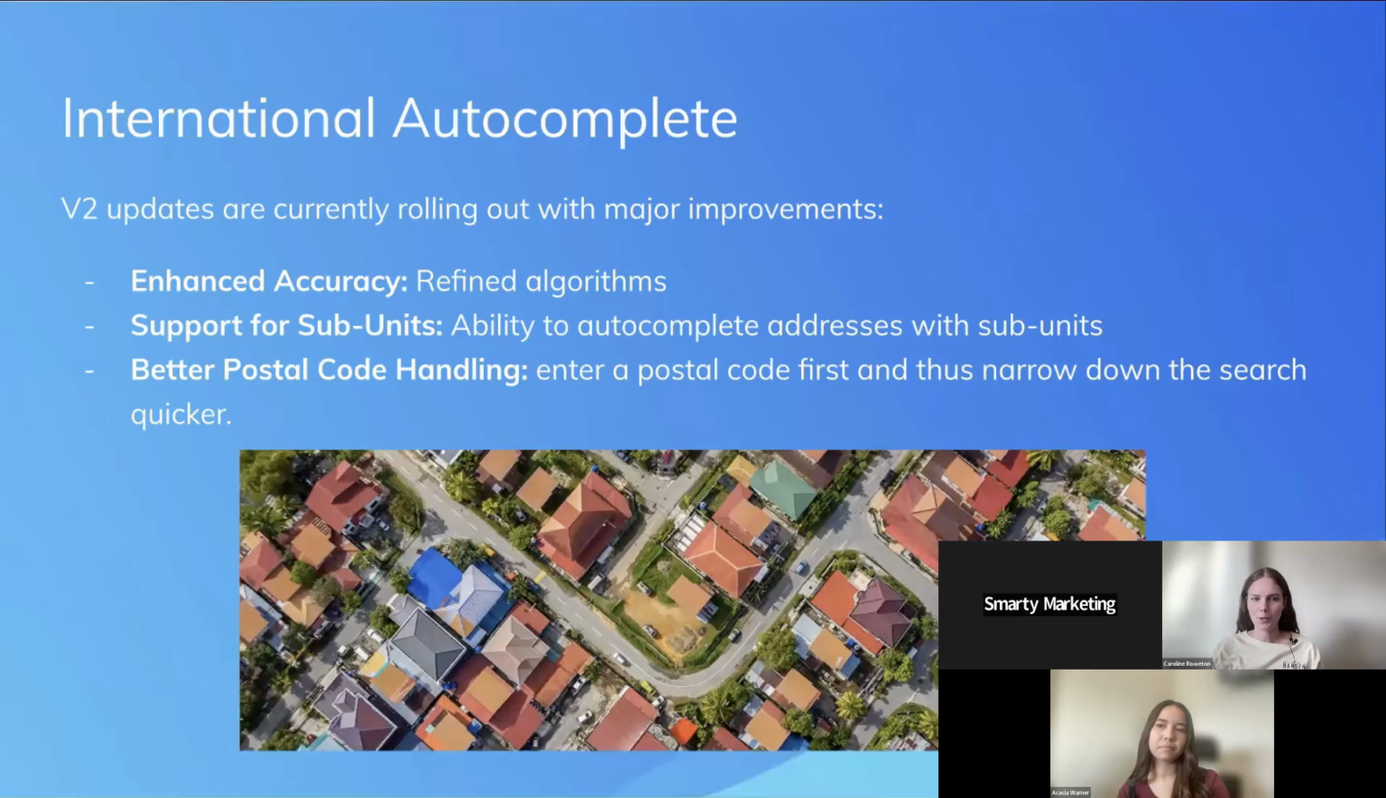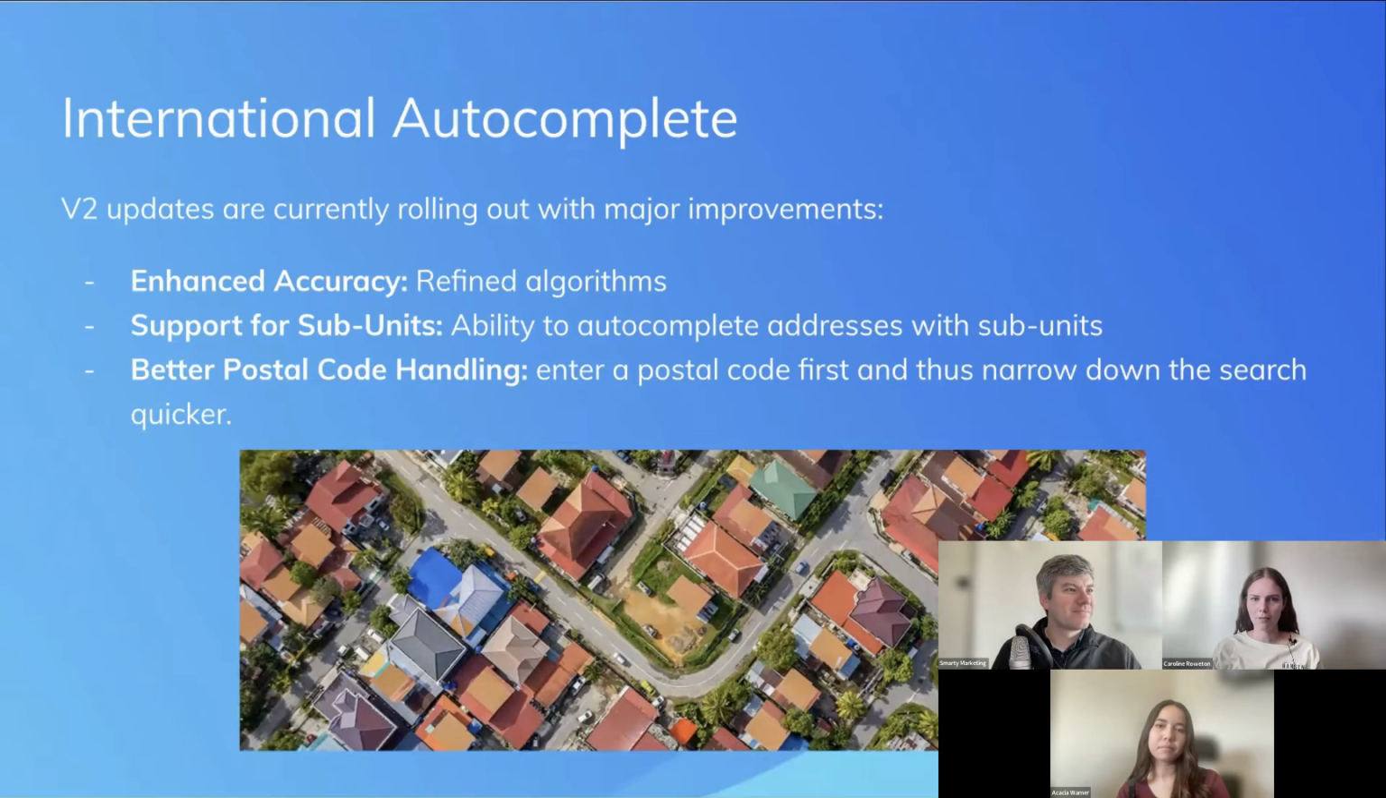So that's really exciting that we've got that for you now. And then better postal code handling. You have the ability to enter a postal code first and then narrow down the search a lot quicker that way. For anyone that's an existing customer, you should have gotten an email talking through the changes that'll need to happen in order for you to access this V2 update.